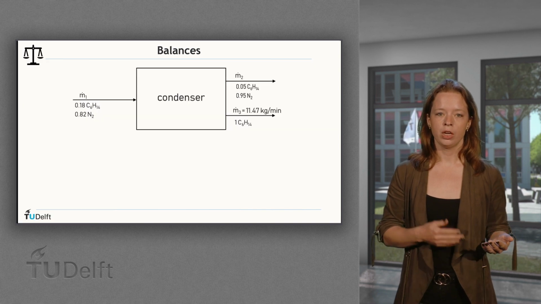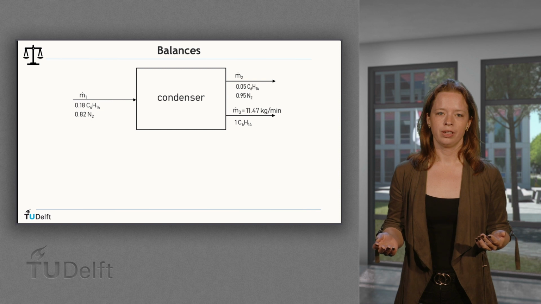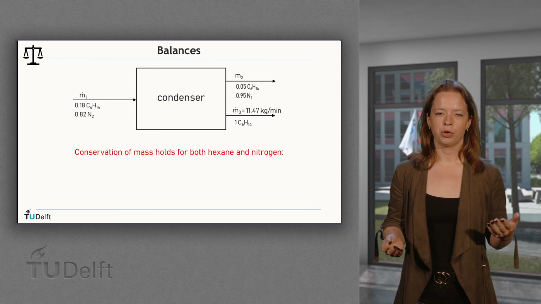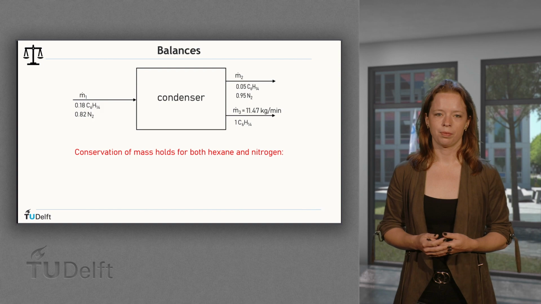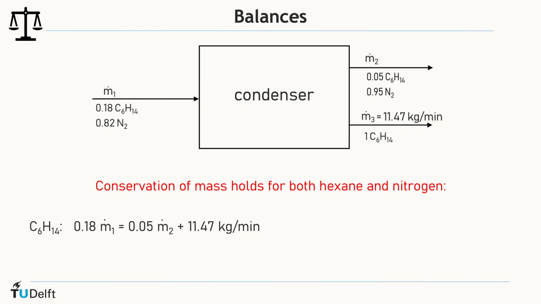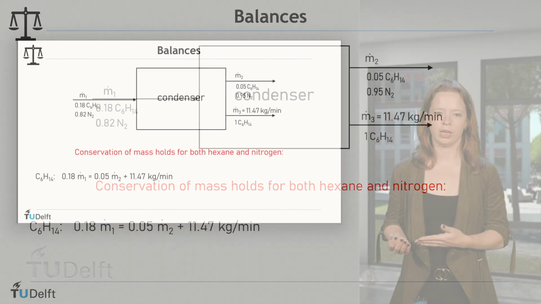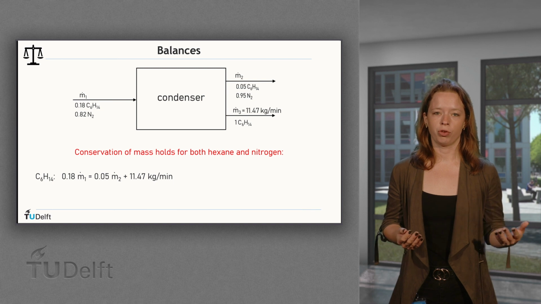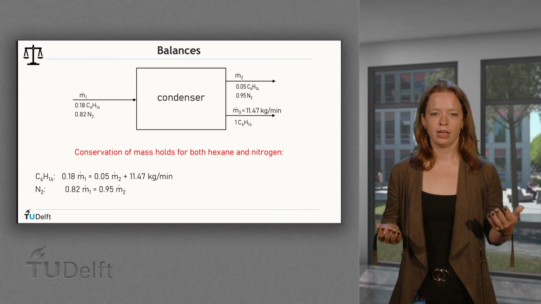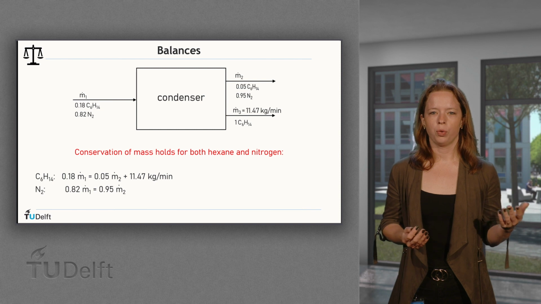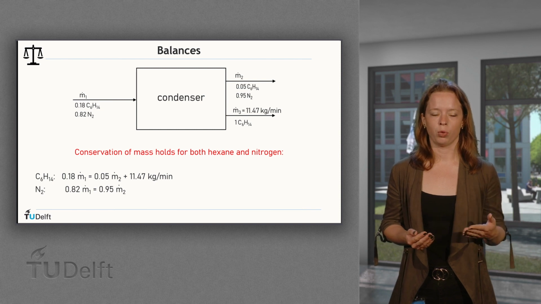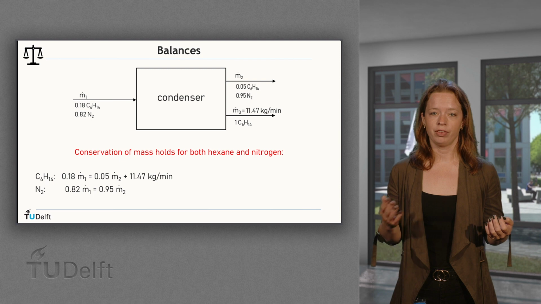Going back to our flow diagram, we can write down the mass balances for both hexane and nitrogen. The total amount of hexane entering the system equals 0.18 times M1, and the hexane leaves the system in both the gas stream M2 with a mass fraction of 0.05, as well as in the liquid stream M3, which we know equals 11.47 kilograms per minute. Similarly, for nitrogen, we find 0.82 times M1 equals 0.95 times M2.